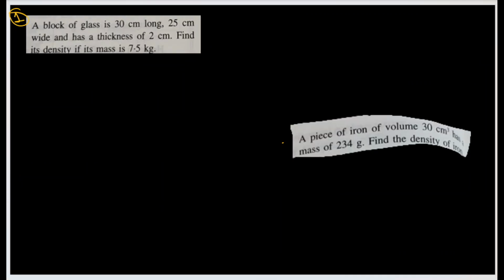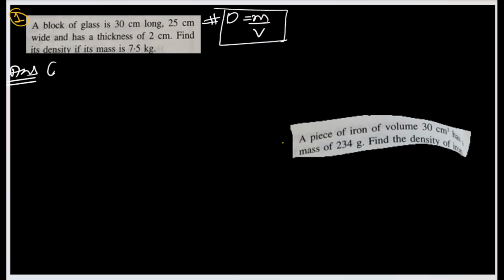So one by one: a block of glass is 30 centimeter long, 25 centimeter wide, and has a thickness of 2 centimeter. Find its density if its mass is 7.5 kg. First thing to keep in mind is the density formula: D is equal to m by v. This thing should be clear in your mind. Here we will start the explanation of our answer.